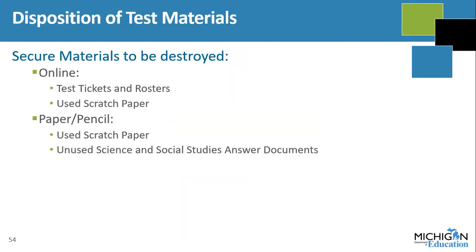Some secure materials must be destroyed after testing. There are secure materials that need to be securely destroyed for both online and paper-pencil testing. In online testing, examples of secure materials include test tickets and rosters, and all scratch paper and graph paper used. These materials must be securely destroyed after the test administration. For paper-pencil testing, all used scratch paper must be securely destroyed. Be sure to review the instructions for materials return section of the M-STEP Test Administration Manual.